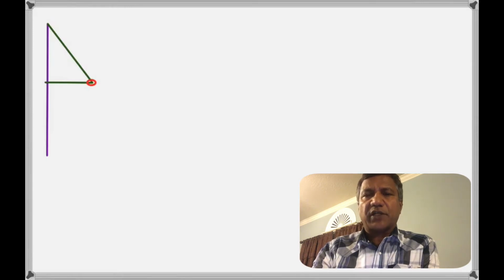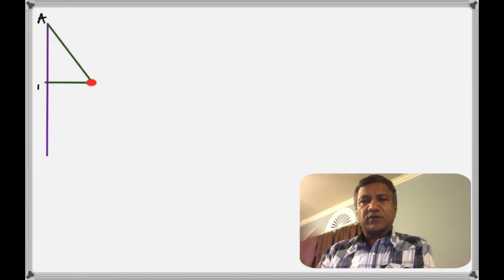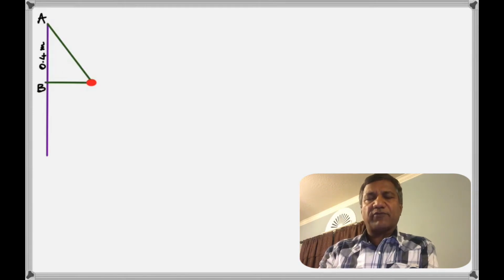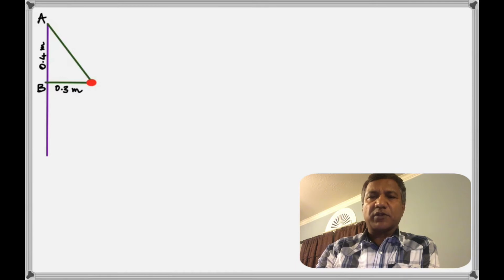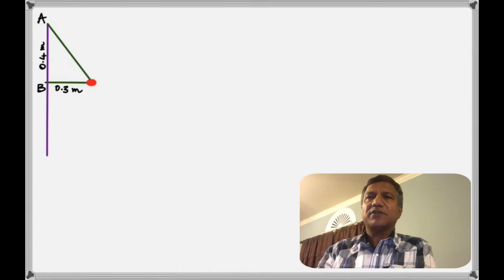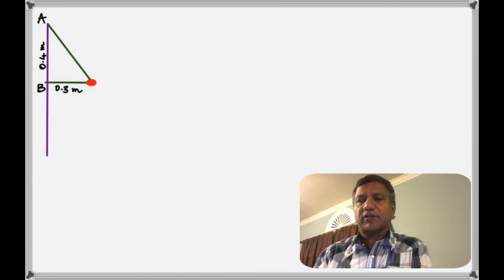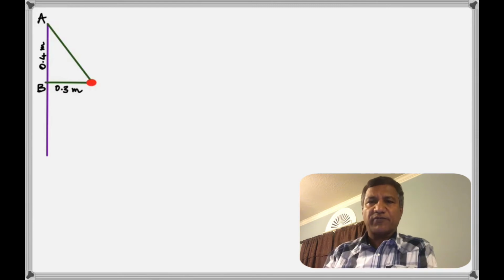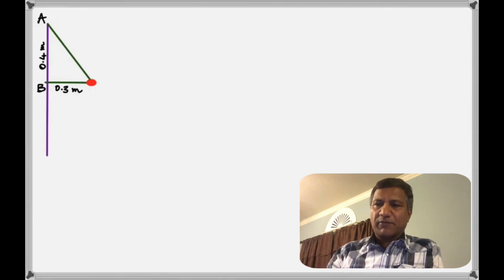And you're asked to find the speed at which the bead rotates. So that's the question. These distances are given. So let's say AB is 0.4 meter, BC, if this is point C, is 0.3 meter, and that makes this distance 0.5 meter because you have a right angle triangle. So how do we find the velocity with which the bead is rotating?